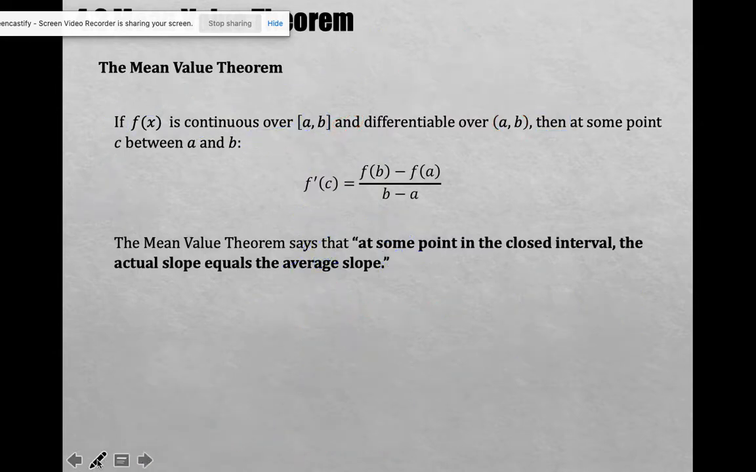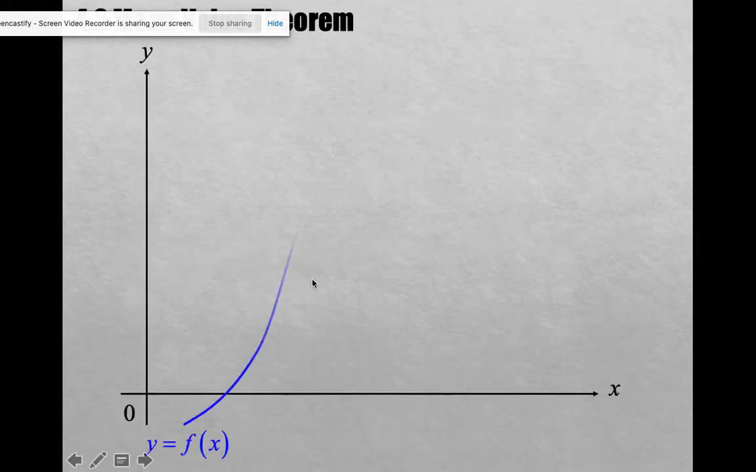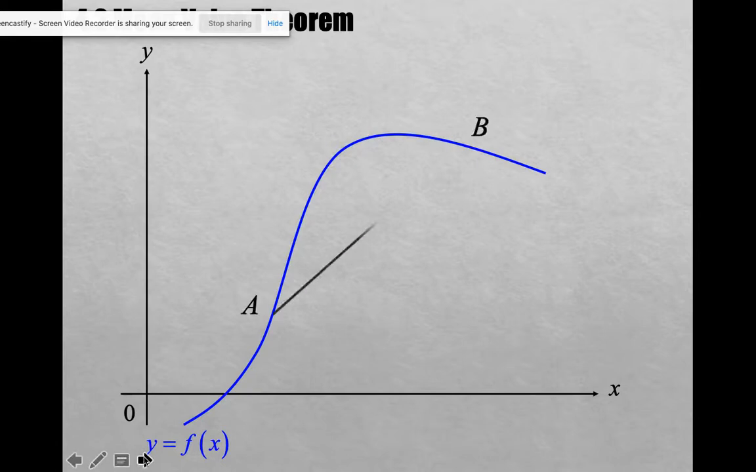Right? At some point in the closed interval, the actual slope, and think instantaneous, equals the average rate of change. So here's a function. It is smooth and nice, continuous, differentiable. There's the slope of the secant between two randomly chosen points.